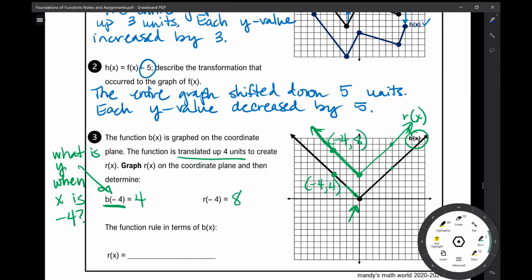So what do you notice? The y value increased by 4. The y value is what's affected when we vertically translate a function. So what's our rule in terms of b of x? R of x equals, well, we took b of x and we added 4 to it. Now let's move on to our next transformation, which is horizontal translations.